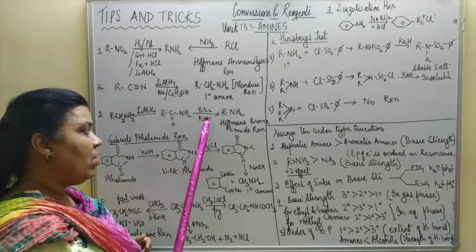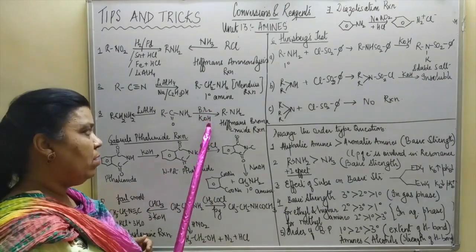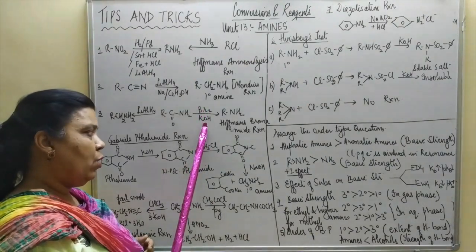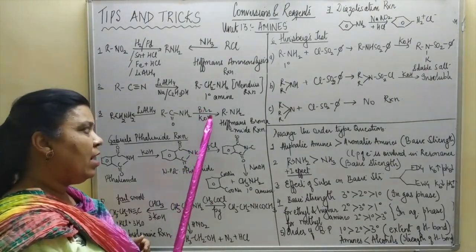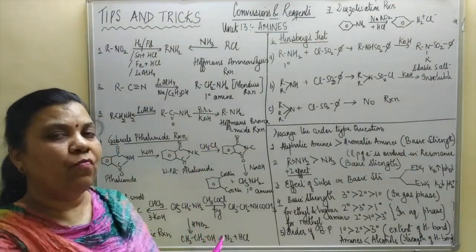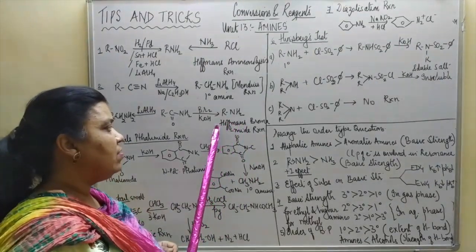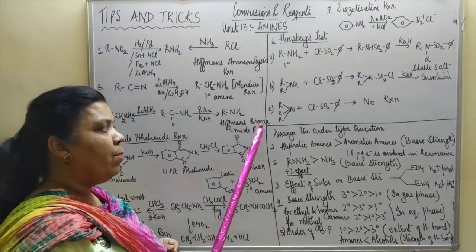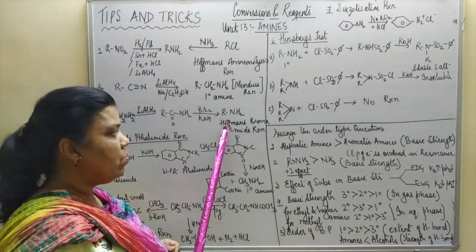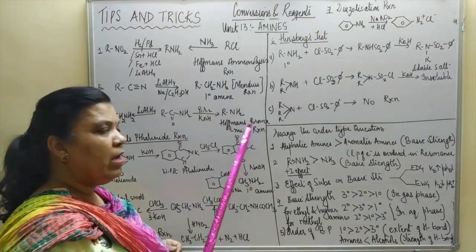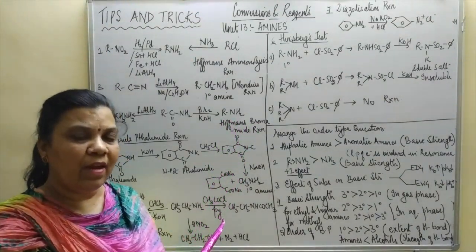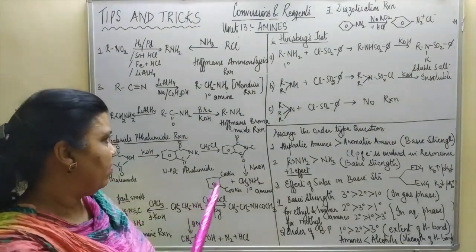See, this reagent is very, very important. Remember, bromine in the presence of KOH is resulting in the formation of amines with 1 carbon less than the parent amide. And this reaction is named as Hofmann's bromamide reaction, also known as Hofmann's degradation reaction, because it is degrading the number of carbon atoms.